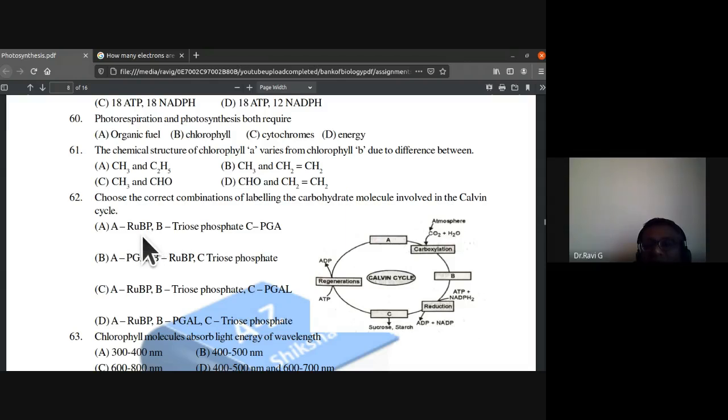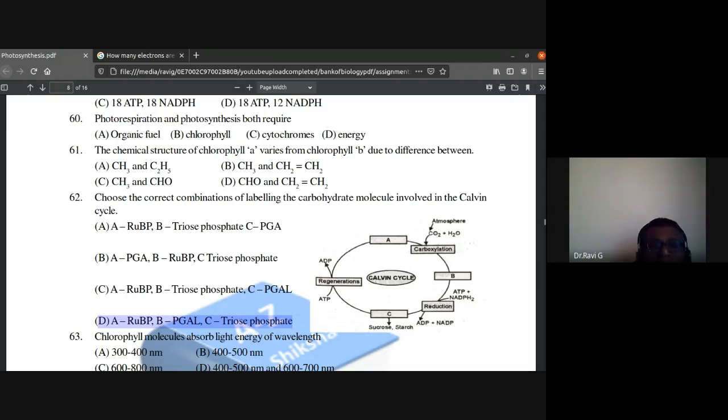Okay, so A is RUBP, B is the PGA. So which is the right answer here? RUBP, Option D, sir. PGAL, C is triose phosphate. So D is the correct answer. 62nd, D is the correct answer.